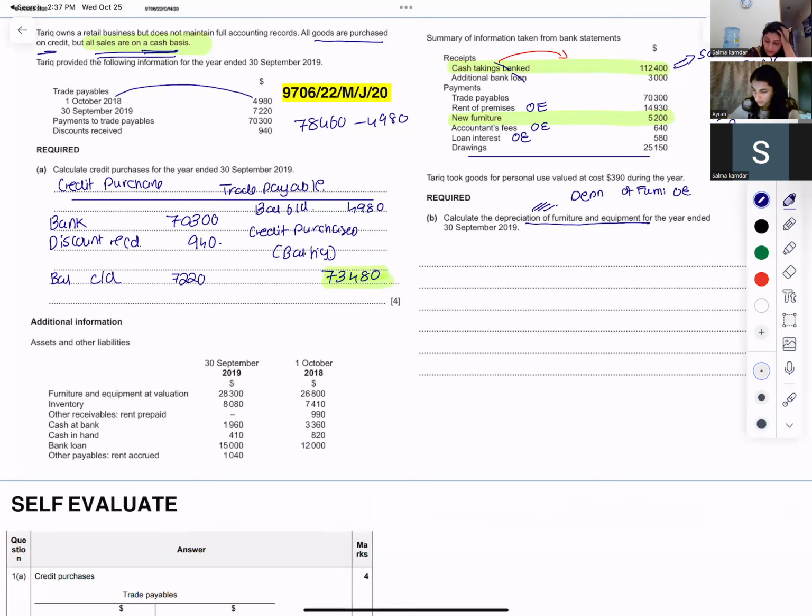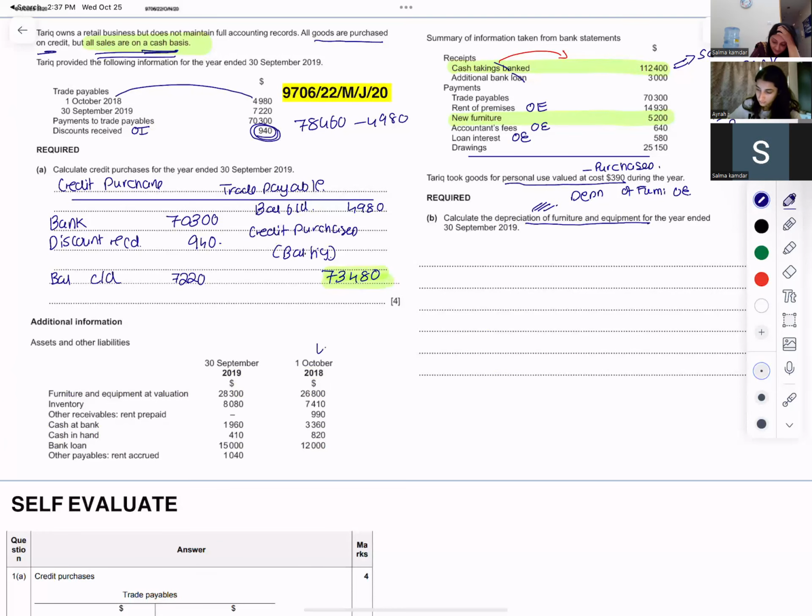Okay. And then you'll subtract the goods for own use, the drawings that you found. Yeah, 390 will be subtracted from purchases. Is there any discount received also over here? Yeah, 940. This is going to be other income. Okay, fine.